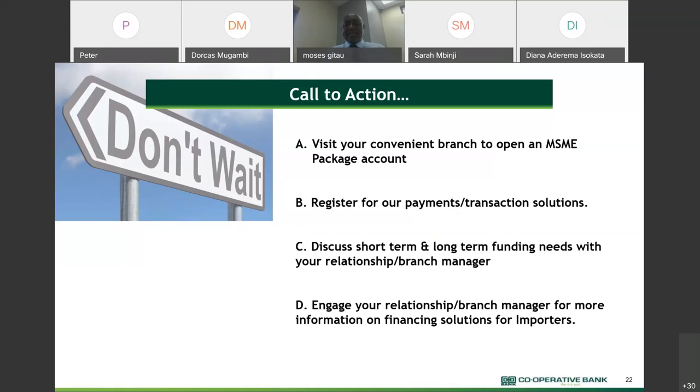And I think lastly, the session we have run is just, the engagement that you have been having may not have fully covered all the bank solutions. So we are requesting that you engage your branch manager for more information on financing solutions, especially for the importers and the exporters. So we have several solutions. We may not have captured everything, we may not have been able to articulate everything as it is. So let's have that engagement between yourself, the branch manager, and also the relationship manager, so that they can advise you on the most appropriate solutions.